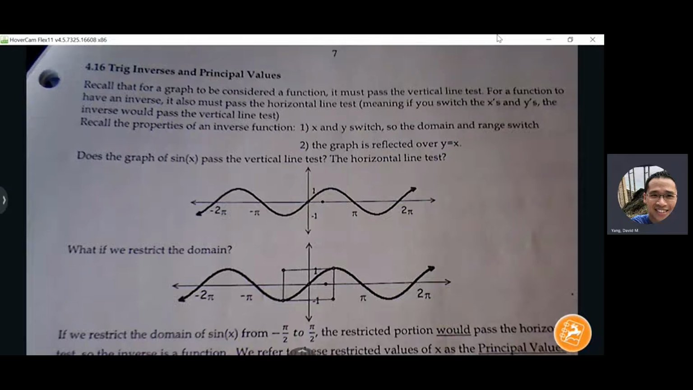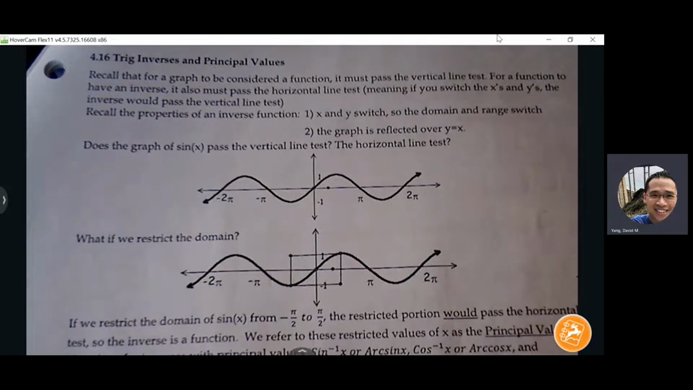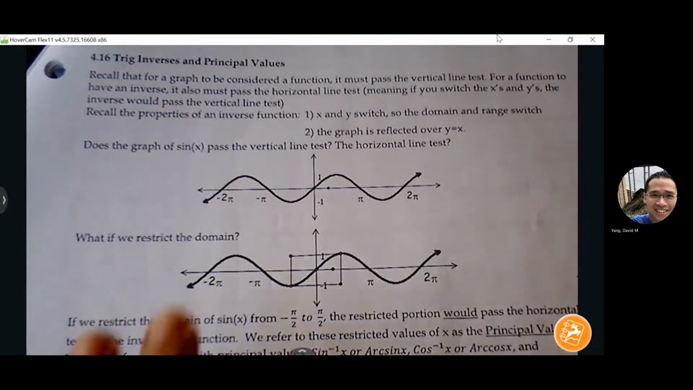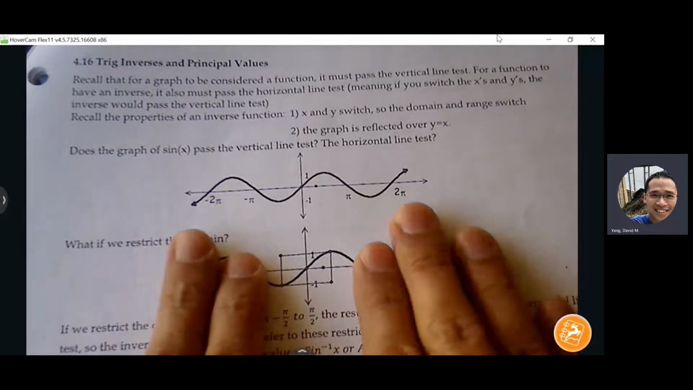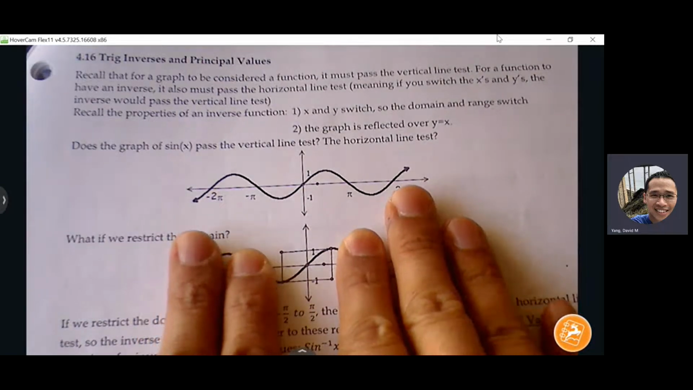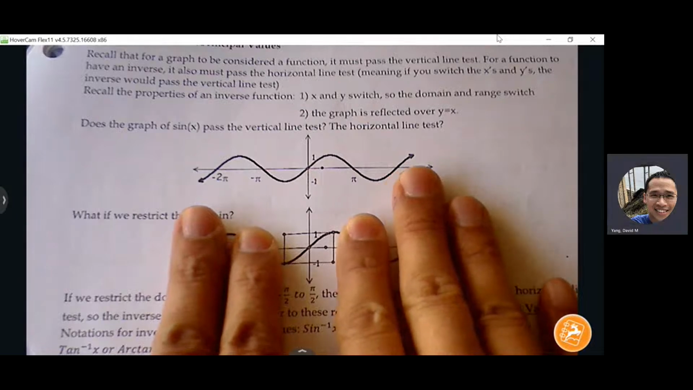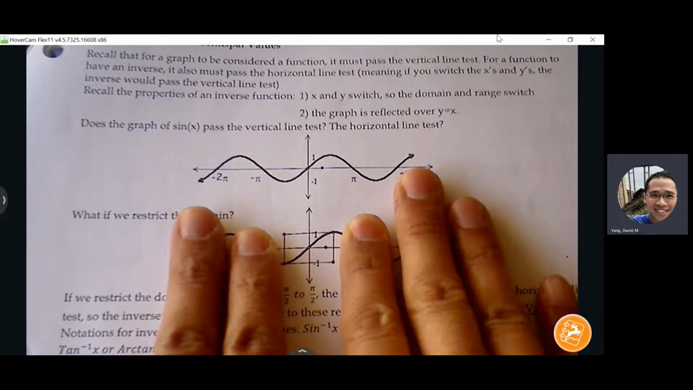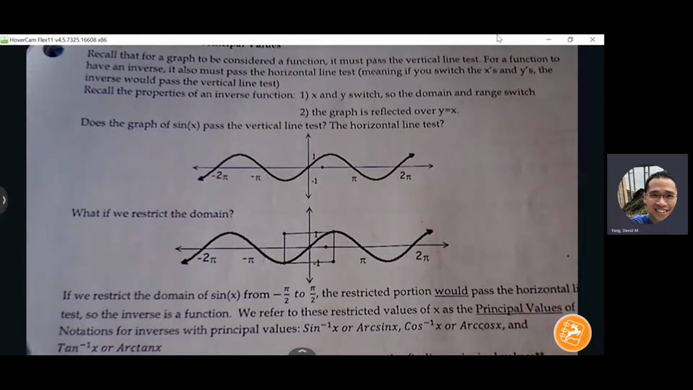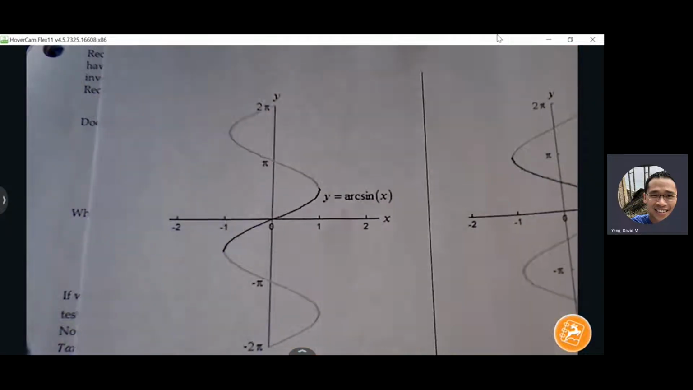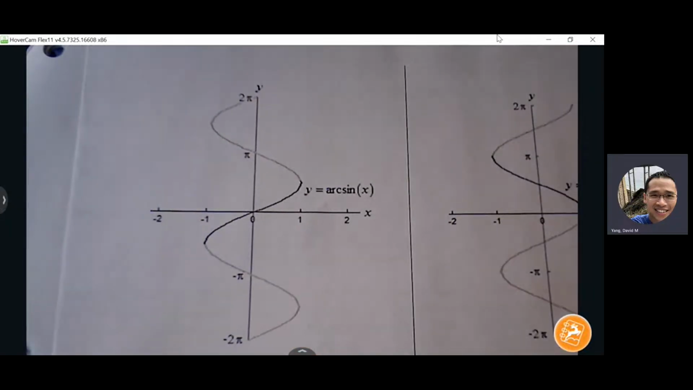Okay. But what if we could restrict the domain and only show a portion of the sine graph? Would this portion pass the horizontal line test? Yes, which means that its inverse would be a function. I didn't print this one out here, but I want to show you real quick. This is what an inverse would look like for sine, right?